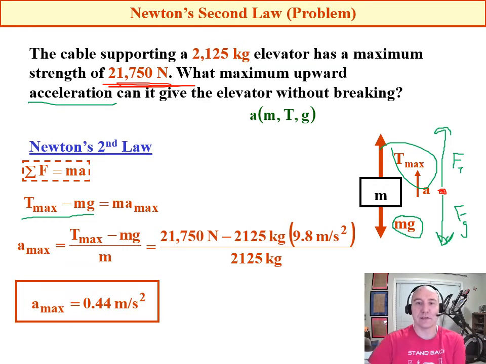We get an acceleration of 0.44 meters per second squared. So with this cable, if we have any acceleration greater than 0.44 meters per second squared, it's going to snap, because that requires more upward force than what the cable can supply.